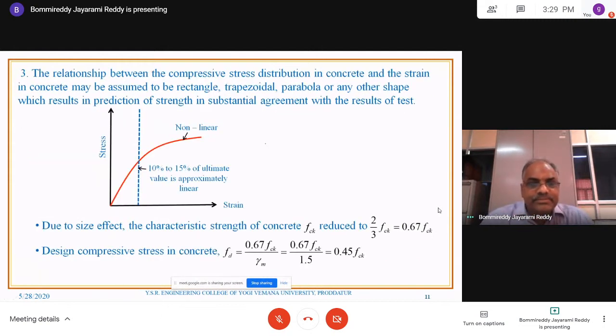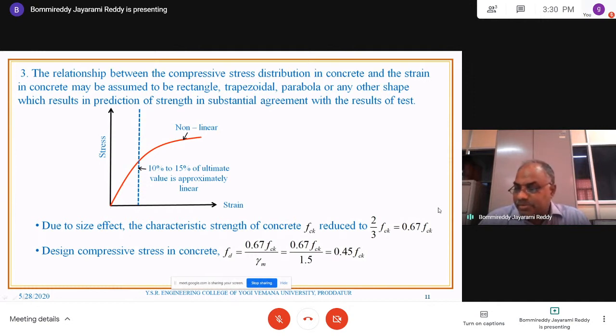Third assumption, the relationship between compressive stress distribution in concrete and strain in concrete may be assumed to be rectangle, trapezoidal or parabola or any other shape which results in prediction of strength in substantial agreement with the result of the test. So here the meaning of it will be, in general for concrete, the stress-strain diagram is a non-linear curve like this.